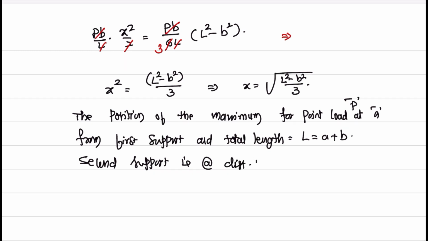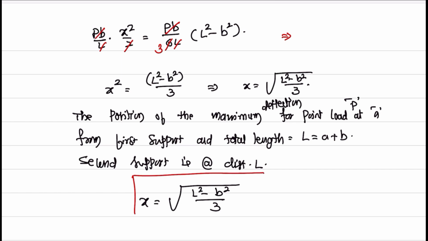Distance L from the first support. Now, the position of the maximum deflection. The position is x equal to square root of (L square minus B square) by 3. Please remember this value. This can be asked. And there can be a question also like this.